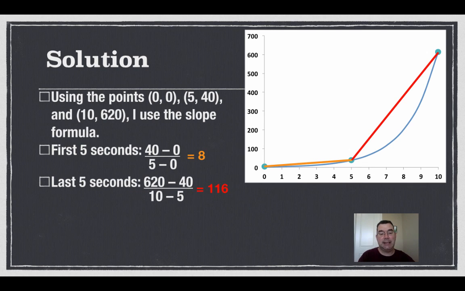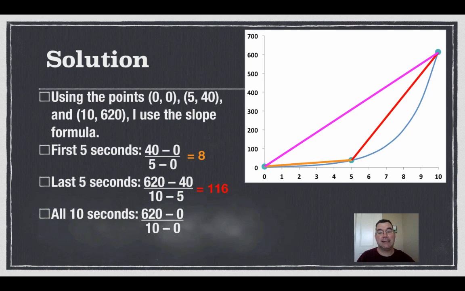So now the last thing I need to do is figure out the average rate of change over the entire 10-second interval. So now I'm going directly from (0, 0) to (10, 620), the very first point to the very last point. And so my y's are 620 and 0, so those get subtracted on top. The x's are 10 and 0, so those get subtracted on the bottom. And if I divide those, I get 62.